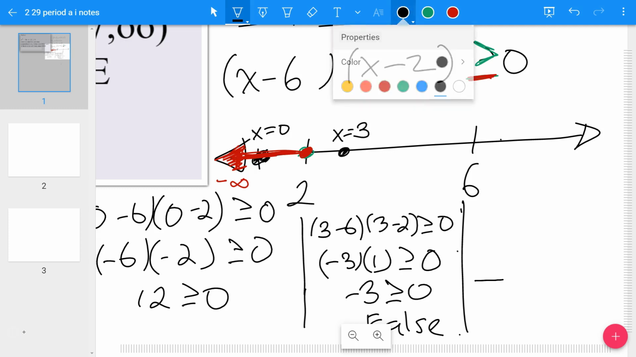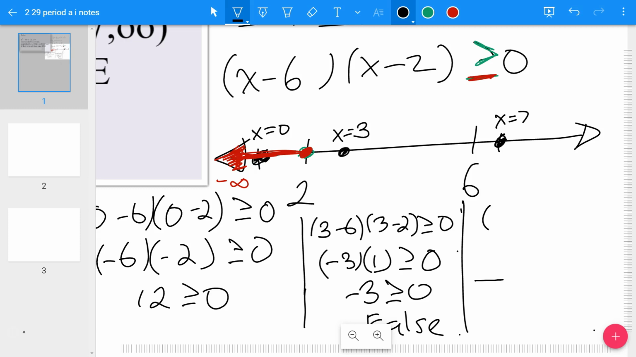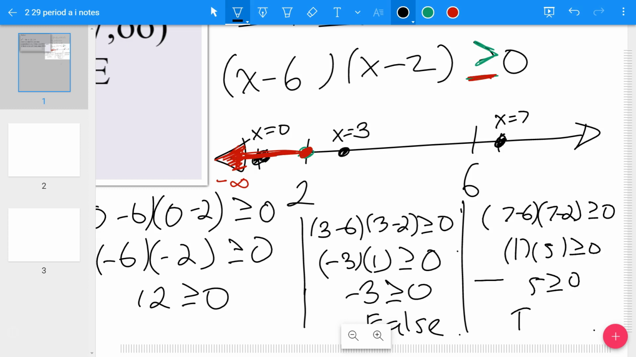I'm going to grab a sample value, for example x equals 7, to plug into the inequality. So I will have 7 minus 6 times 7 minus 2 greater than or equal to 0. 7 minus 6 is 1, positive. 7 minus 2 is 5. So is 1 times 5, which is 5, greater than or equal to 0? That is definitely true. So beginning at the 6, you're going to shade to the right also. Any value from the 6 going towards positive infinity solves the inequality. So 6 is over here, and then you go towards positive infinity.